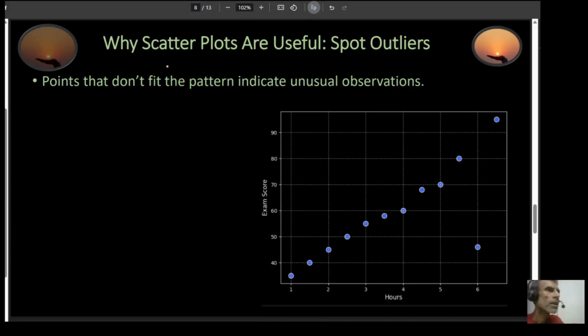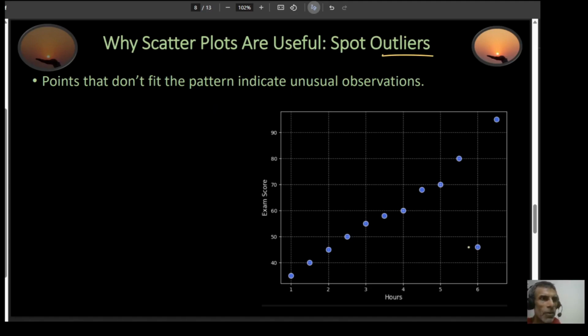Another application of scatter plots is to spot outliers. These are the points that do not fit your pattern. Think of them as unusual observations that do not belong there. Or maybe they belong there, but maybe there was a mistake, maybe a measurement error, or maybe there's a reason they should be there.